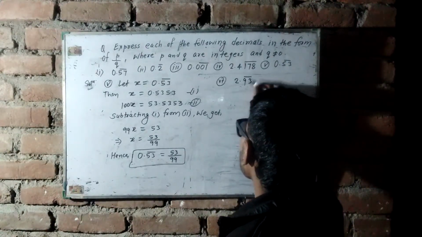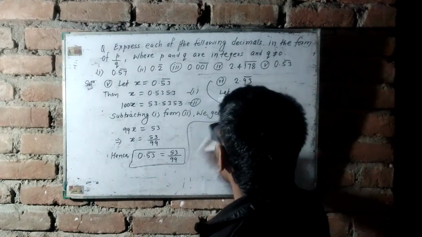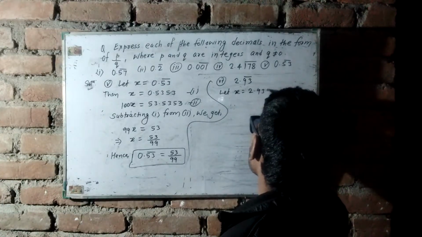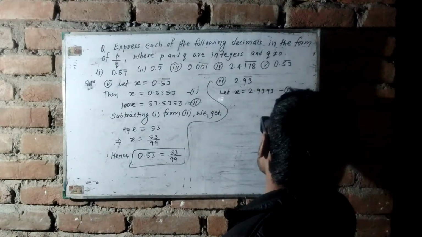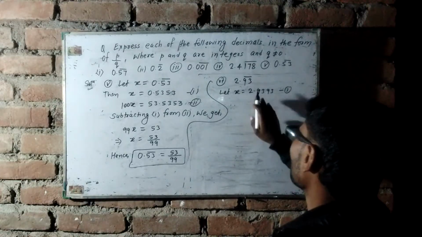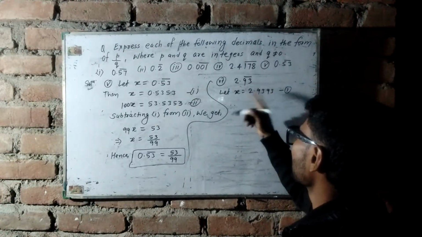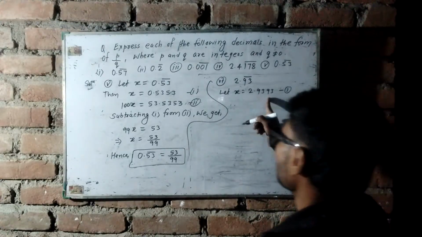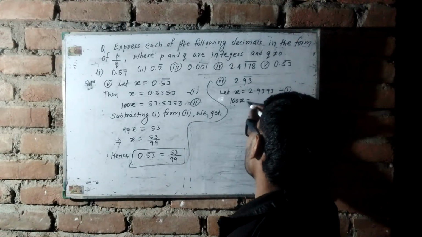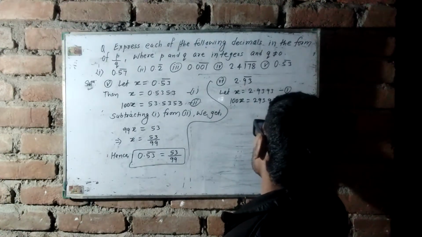2.93 over bar 93. Let x is equal to 2.9393 as an equation first. We can see here the repeating block has only two digits, 9 and 3. So we multiply both sides of equation first by 100 and we get 100x is equal to 293.93.